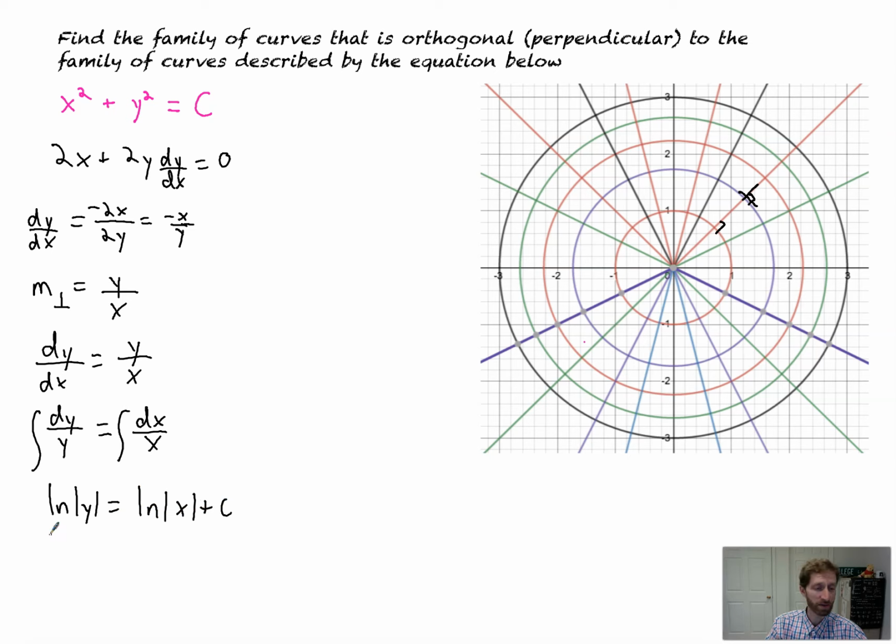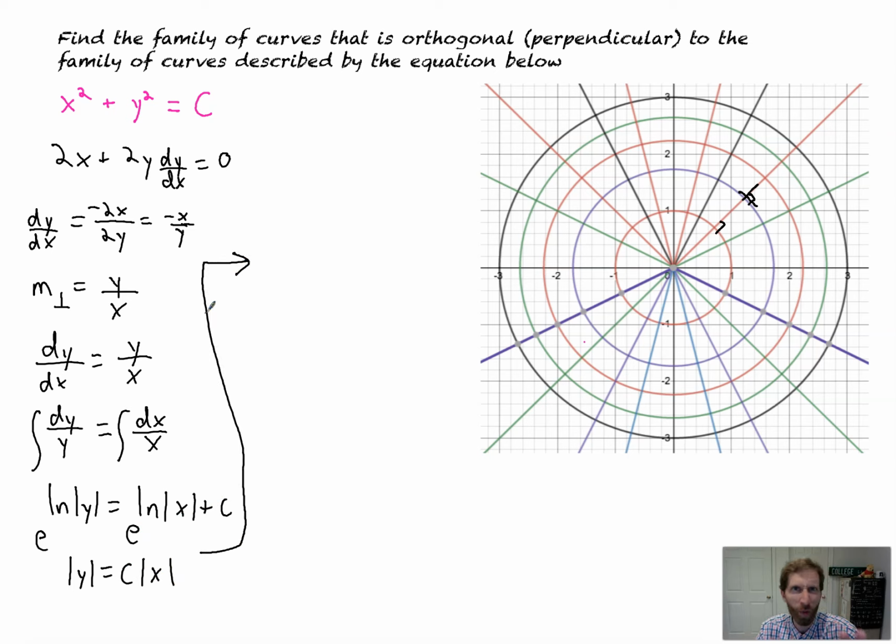We'll exponentiate both sides. Oh, yes, we will. The absolute value of y equals the absolute value of x times c. Remember, that's e to the c. And I go over why that is in an earlier video, so if you're asking why, check that out. Then the absolute value of y can be undone, and we're still left with c times the absolute value of x. That plus or minus gets absorbed into the c. And that's the family of curves.